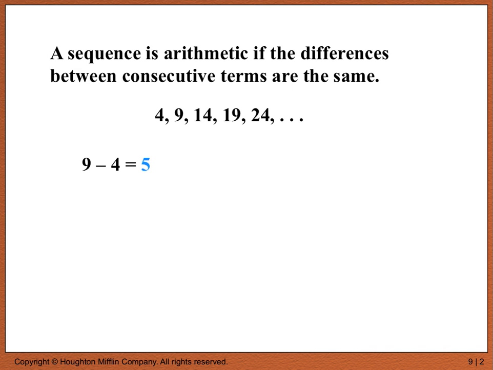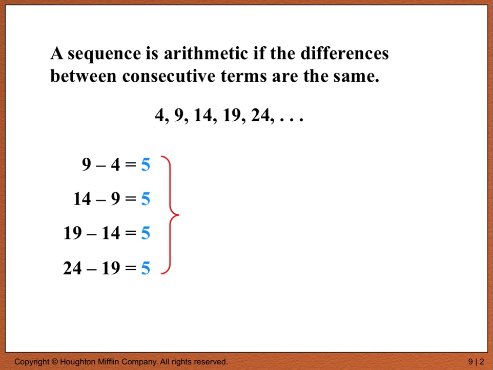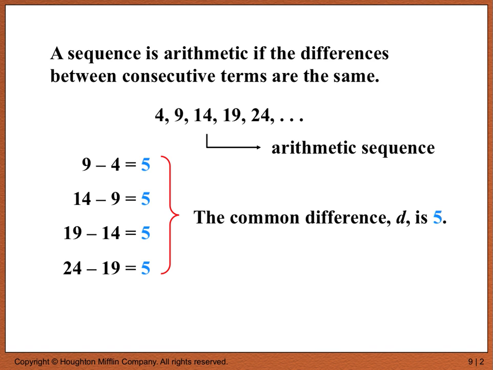So this is an example of a sequence, and we can see that the difference between consecutive terms is the same. It's all 5. And so that's called the common difference. And therefore this is an arithmetic sequence. So it's any sequence in which the jump from one term to the next, or the difference between one term and the next, is the same for each term.